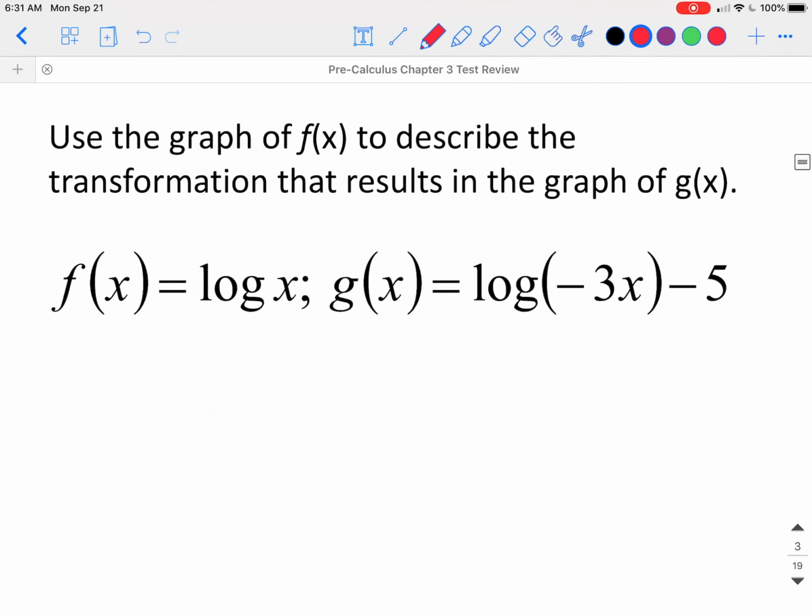Again, we're going to describe the translation or the transformation. Because we have a negative attached just on the x, not on the entire function itself, that means we are going to reflect across the y-axis.